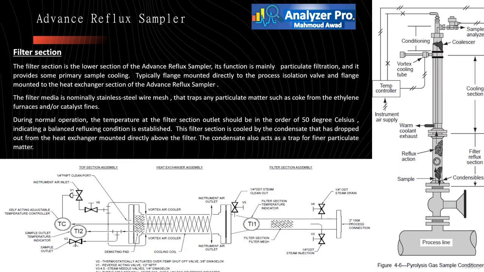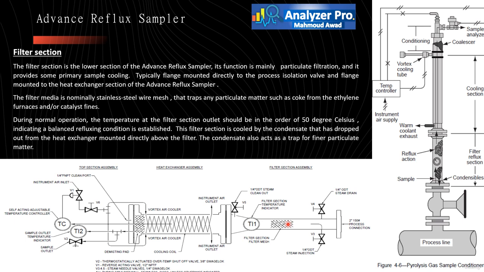Let us divide the Advanced Reflux Sampler into sections and understand the function and the operation of each section. First is the filter section. The filter section is the lower section of the Advanced Reflux Sampler. Its function is mainly particulate filtration and it provides some primary sample cooling. Typically flange mounted directly to the process isolation valve and flange mounted to the heat exchanger section of the Advanced Reflux Sampler. The filter media is nominally stainless steel wire mesh that traps any particulate matter such as coke from the ethylene furnaces and/or catalyst fines.